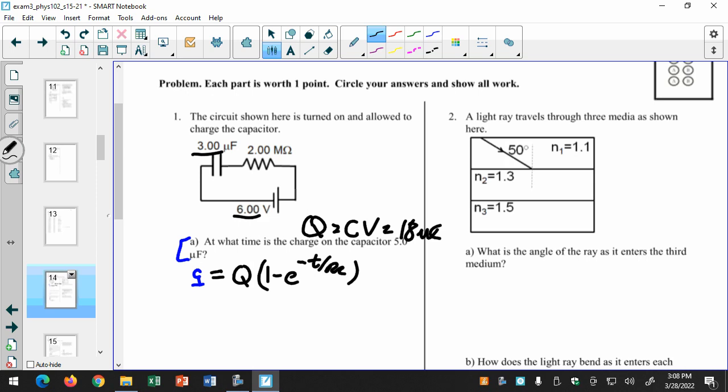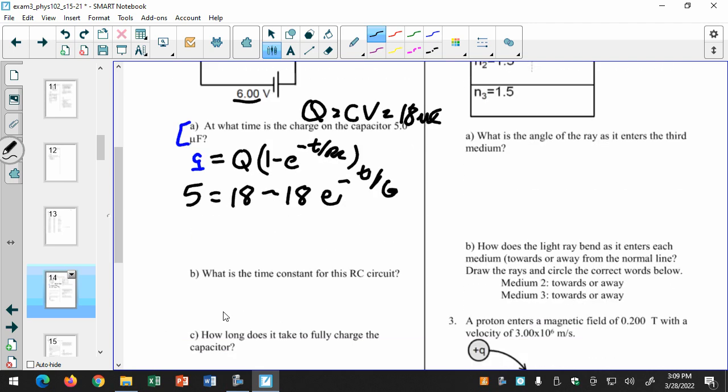which in this case would be 3 times 6, or 18 microcoulombs. So I'd have 5 equal to 18 minus 18 times e to the minus t divided by RC. This is R, this is C, so t divided by 6. And then I would solve this for t. The way I'd do that, let's see, 5 minus 18, so that's minus 13 divided by negative 18.